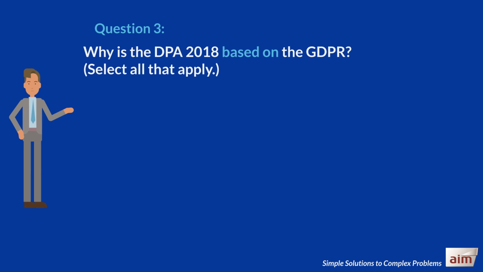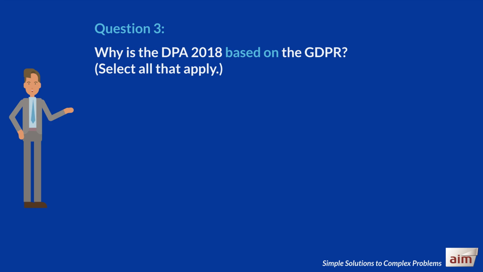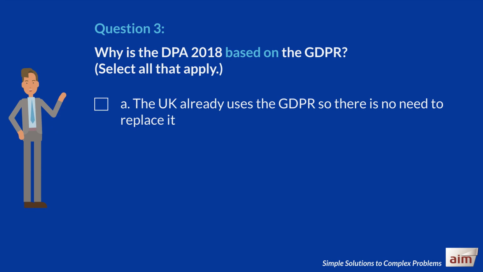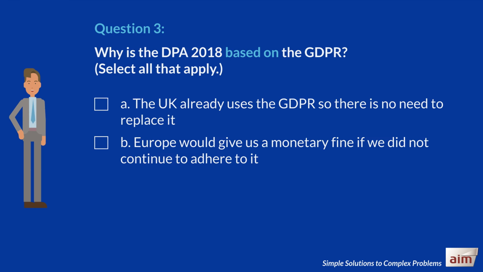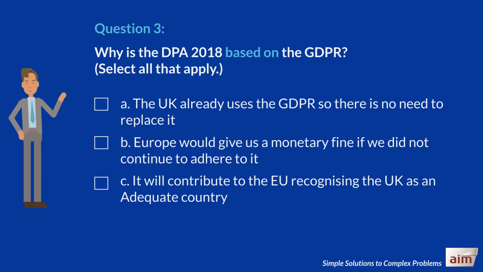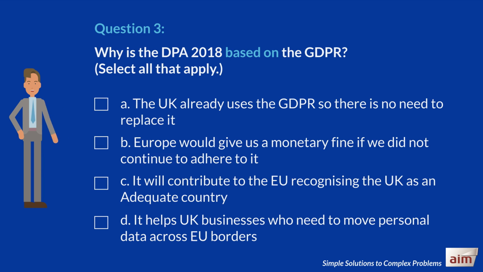Question 3. Why is the DPA 2018 based on the GDPR? Select all that apply. A. The UK already uses the GDPR, so there is no need to replace it. B. Europe would give us a monetary fine if we did not continue to adhere to it. C. It will contribute to the EU recognizing the UK as an adequate country. D. It helps UK businesses who need to move personal data across EU borders.